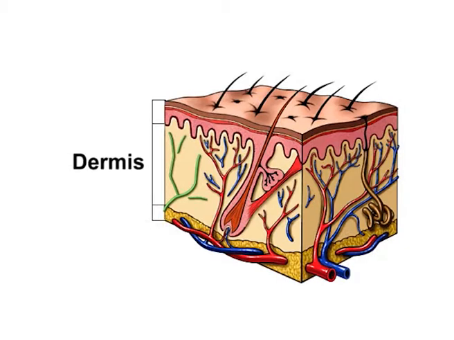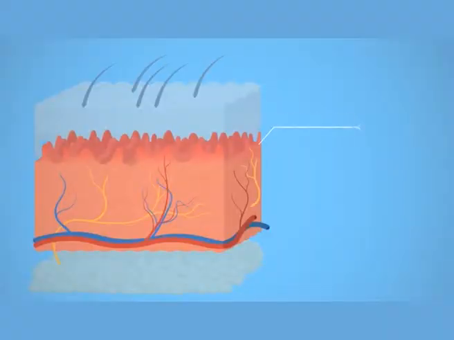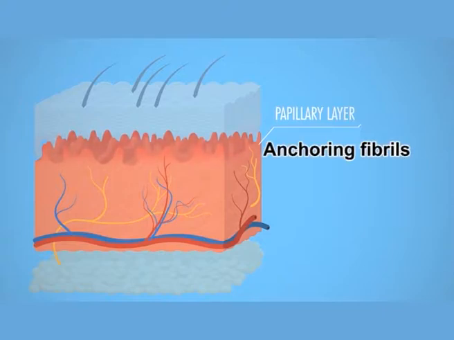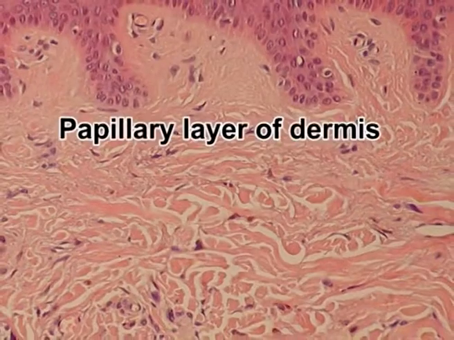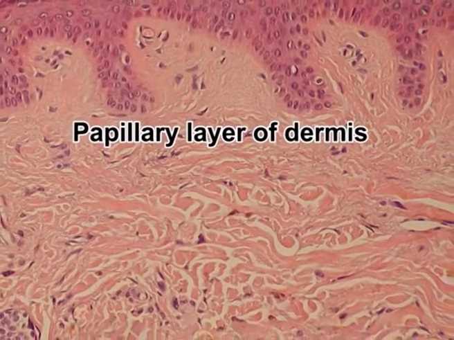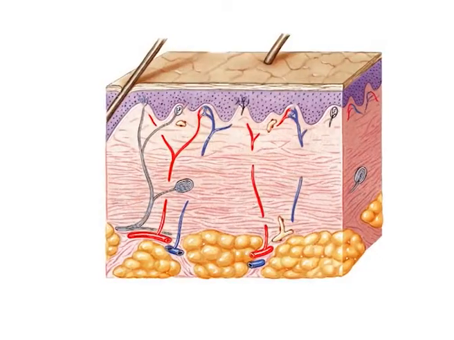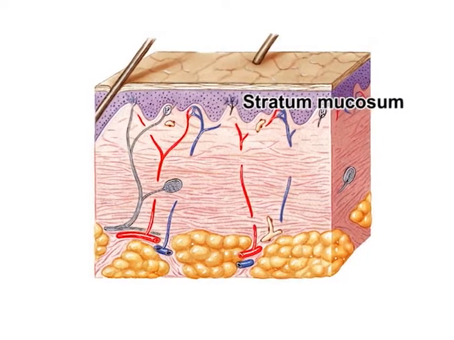The dermis is composed of two layers, the papillary layer and the reticular layer. The outer papillary layer is a loose connective tissue containing anchoring fibrils and numerous dermal cells. The anchoring fibrils secure the dermis to the epidermis via the basement membrane zone. The papillary layer of the dermis forms the dermal papillae. These are protuberances arranged on the surface of the dermis. Stratum mucosum. This is the lower level of the epidermis in contact with the papillary layer.